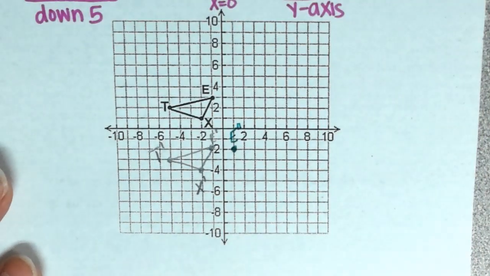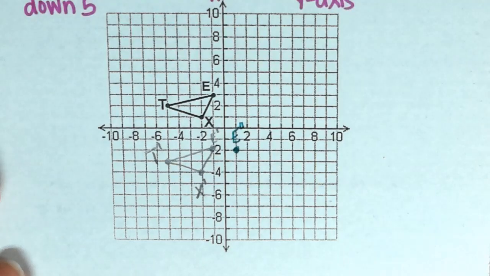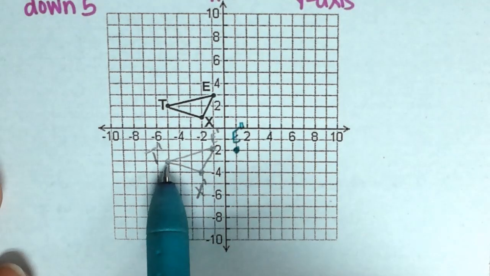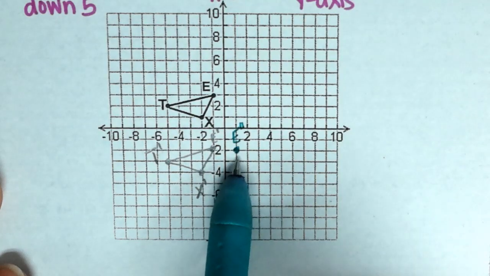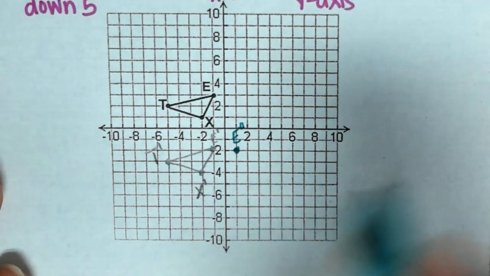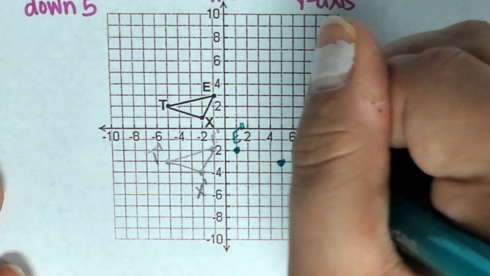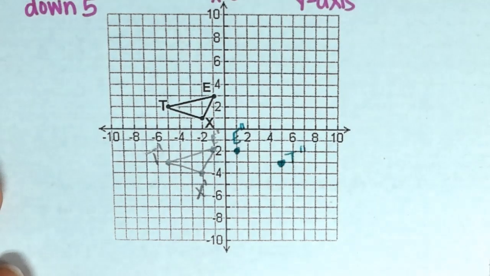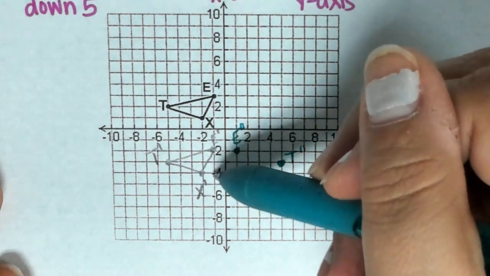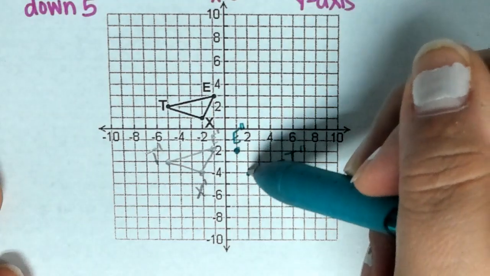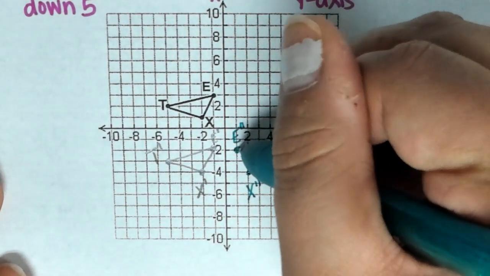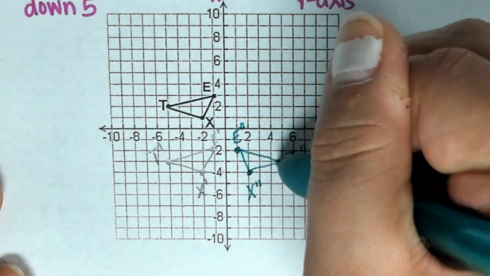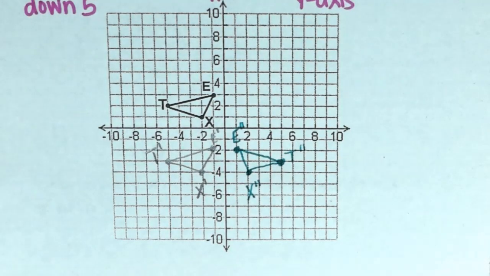Let me zoom in for y'all. T, how far is T from the y-axis? 5. 5, so now I'm going to go 1, 2, 3, 4, 5 more. How far is X? So I'm going to go 2 more. And now I have TEX double prime. And we have just done a glide reflection.